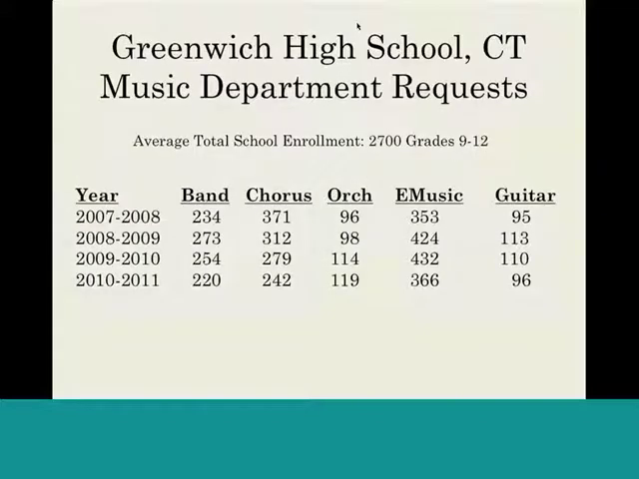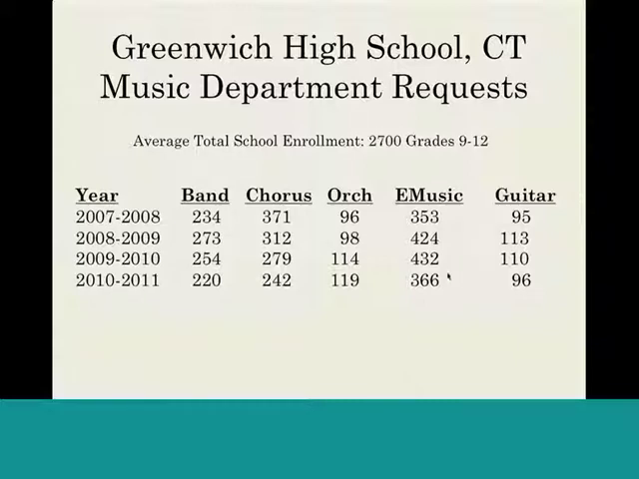So here are some numbers from the last 5 years. These are student requests for elective courses, and I think it's pretty striking to see the selections that we have here. I think you can see my mouse. Band, orchestra, chorus, and electronic music, interestingly enough. Electronic music is the single most requested class. The introductory course is the single most requested class in the building out of 50 electives that you could take, and has been for the last 3 years. I teach 4 different levels of electronic music: intro, eMusic 1, eMusic 2 and 3, and an honors segment.